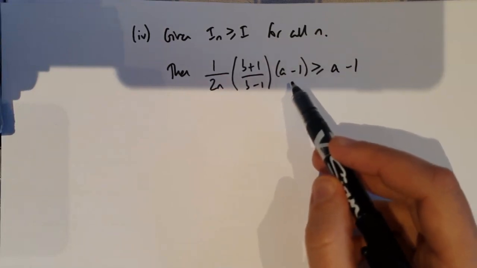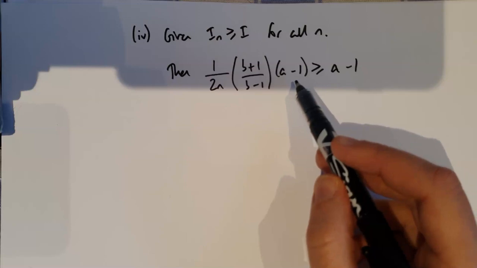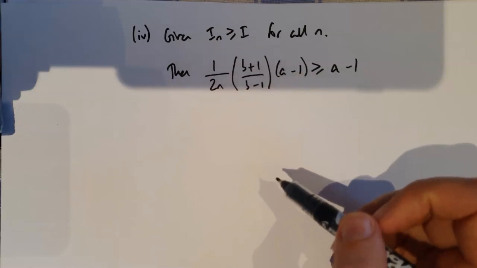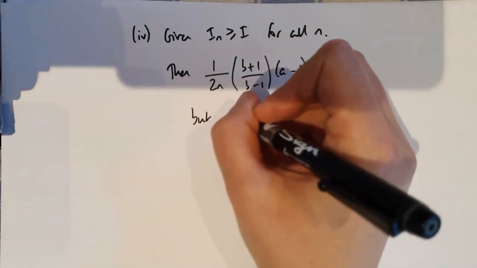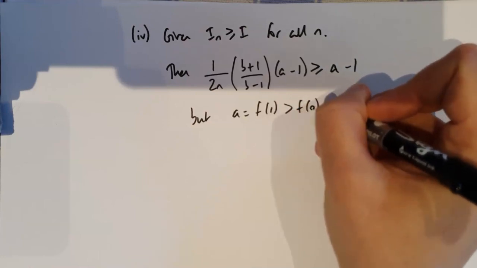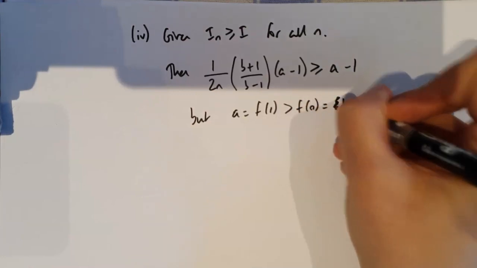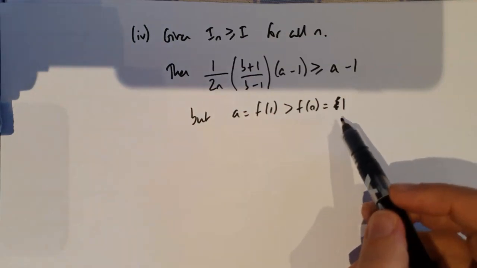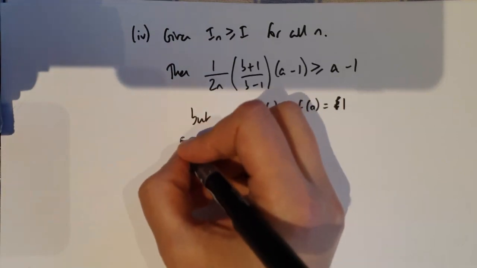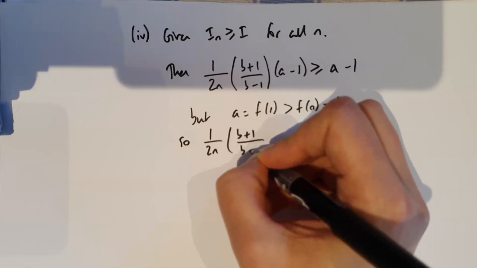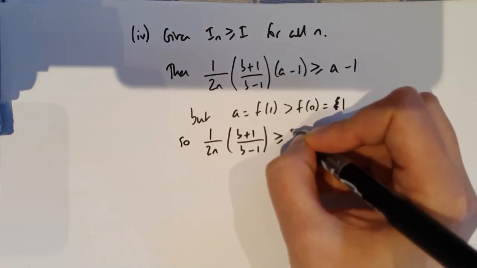And I have to have a pause for a moment, because I've got an inequality here. So not only must I not divide by 0, but I have to think about whether I'm dividing by something positive or negative. But I think that a, which is f of 1, is strictly bigger than f of 0, which is 1. From the assumptions in the question, we know that our function is strictly increasing, so we can divide through to get the 1 over 2n, b plus 1 over b minus 1 is greater than or equal to 1.